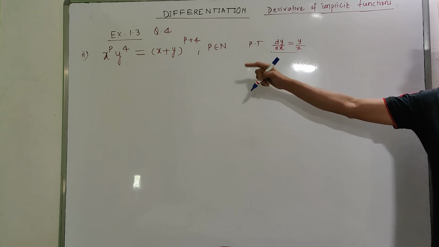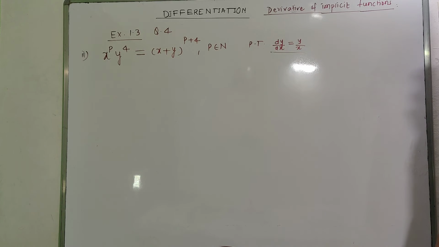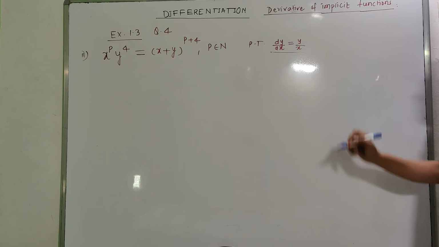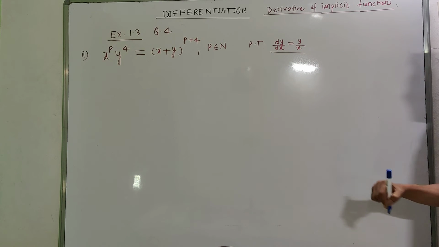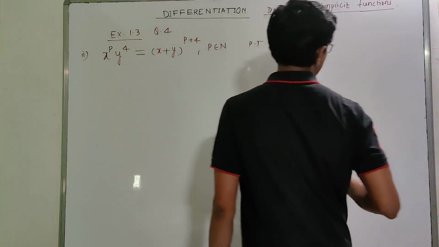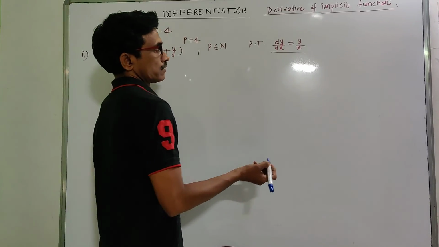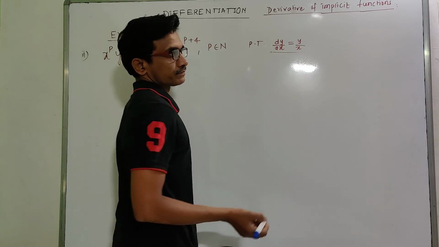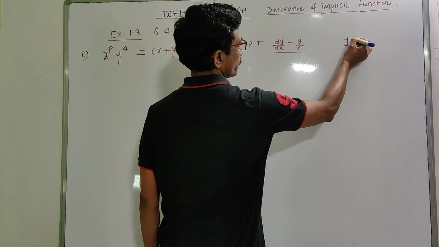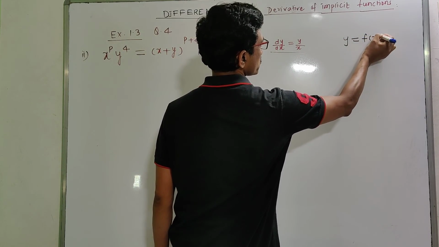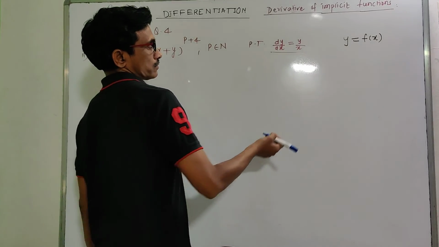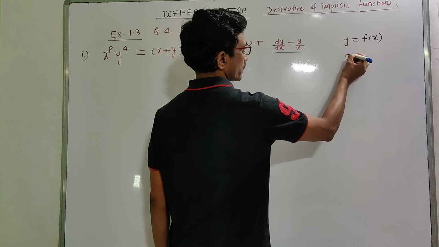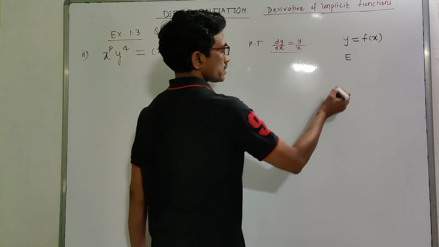Here we come to question number 4, sub question 2, which is based on derivative of implicit functions. In the previous video we explained what implicit and explicit functions are. Once again, let us revise. When y is equal to f of x, that means y is expressed as a function of x. So this is an explicit function.